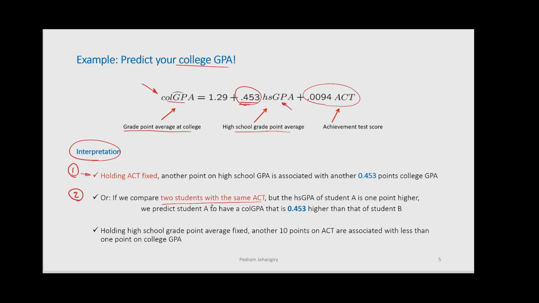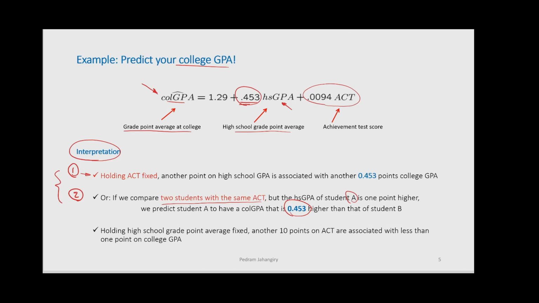So if we compare two students with the same ACT, but the high school GPA of student A is 1 point higher than the high school GPA of student B, then the college GPA of student A is going to be 0.453 higher than student B. Does that make sense? So these are exactly the same. If you write any of them, that's a correct answer. So this is the right way to interpret them.